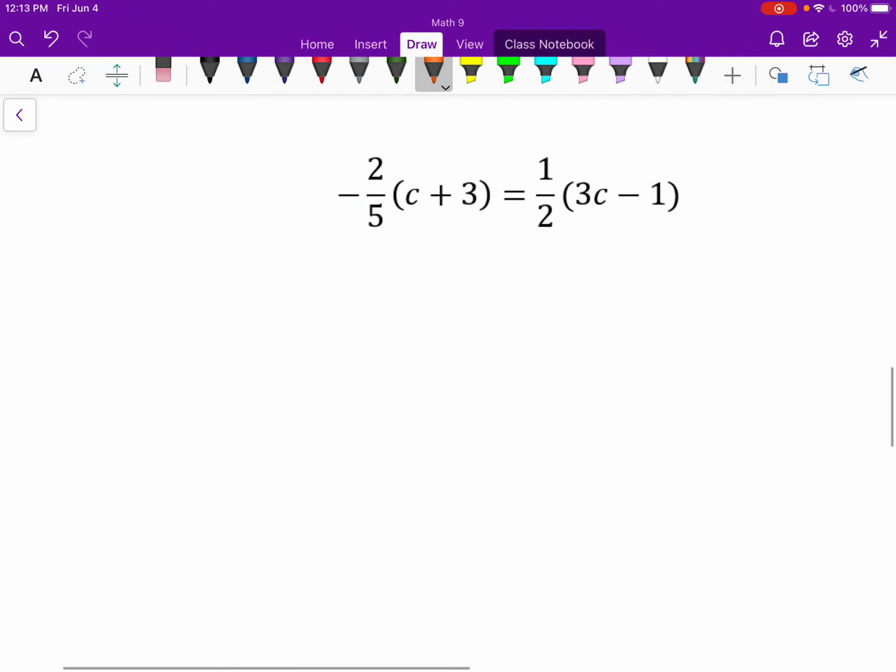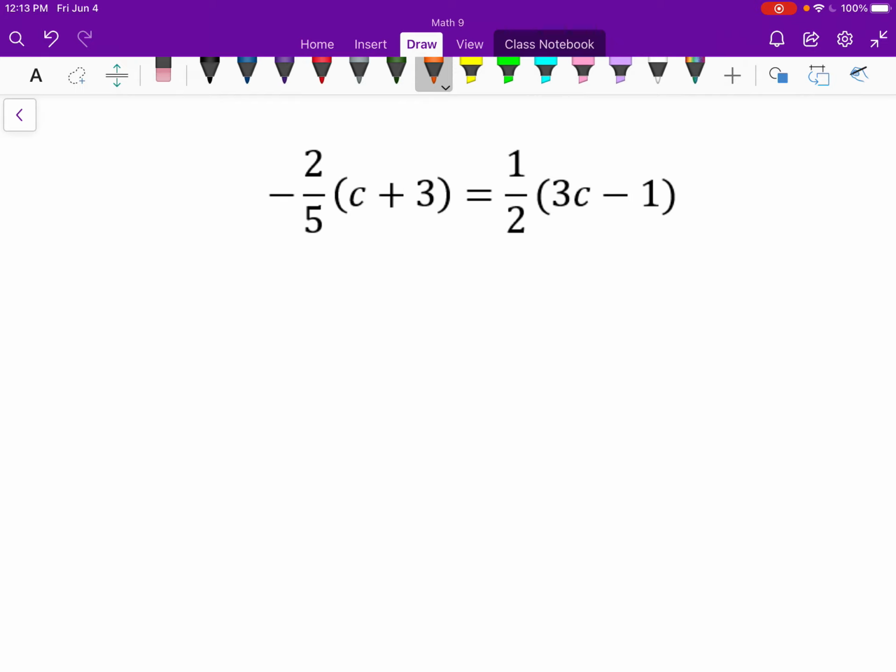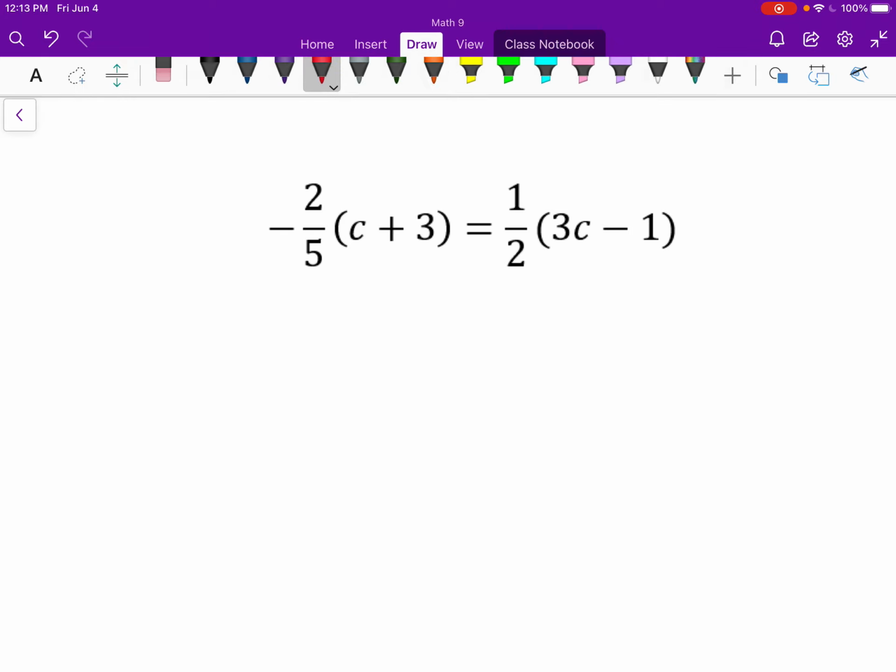And here's the last example. For this one, I have lots of things I could do. I'm going to distribute right away instead of multiplying by the lowest common denominator. If I do that, negative 2 over 5 times c is negative 2 over 5c. 2 over 5 times 3 is 6 over 5, so negative 6 over 5.